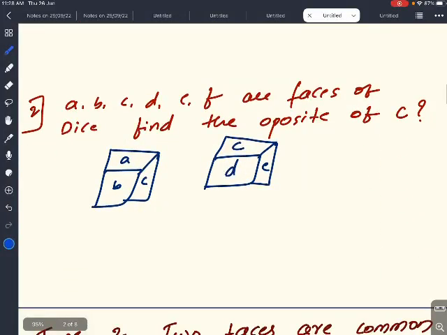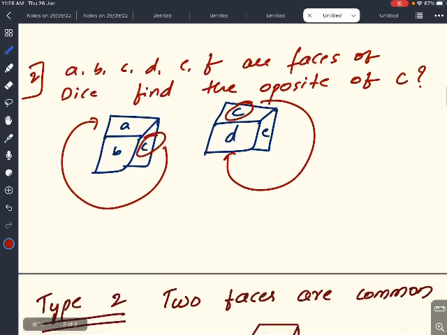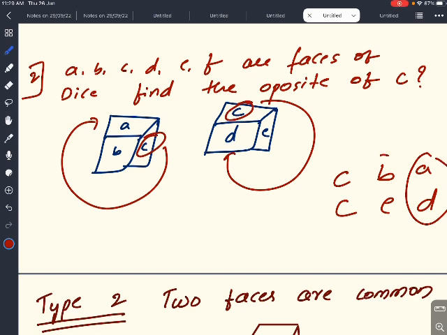Next question. A, B, C, D, E, F are the faces of the dice. Find the opposite of C. You notice here C is common. One face is common, so you go in the clockwise direction. You write it here: C, B, A, and C, E, D. A is opposite to D, B is opposite to E. The remaining C is opposite to F, since A, B, D, E are already used. C's opposite is F. The answer is F.